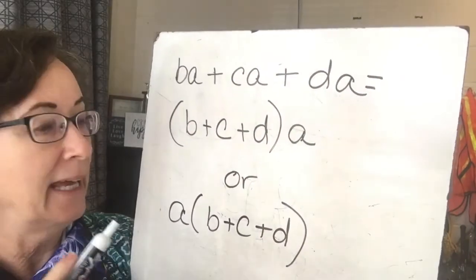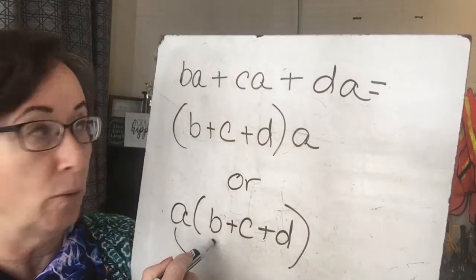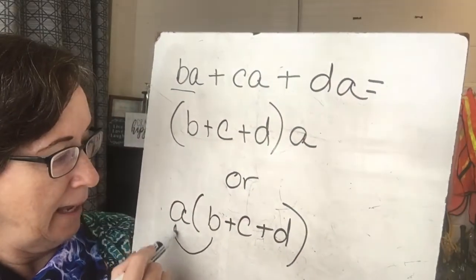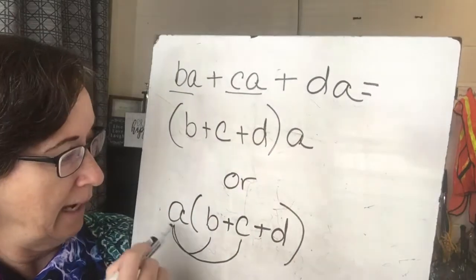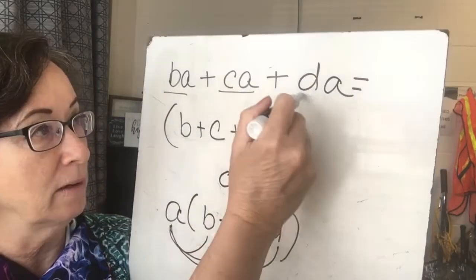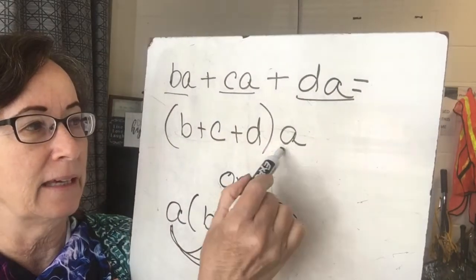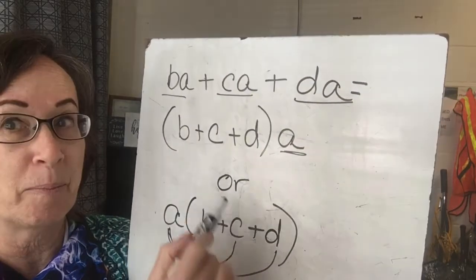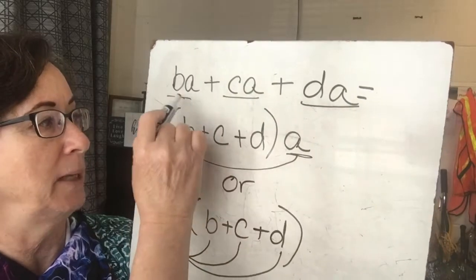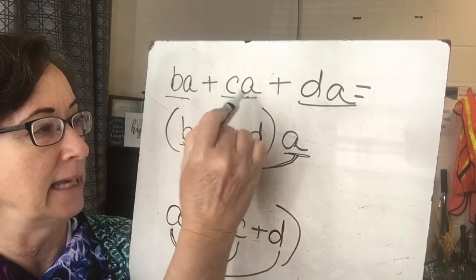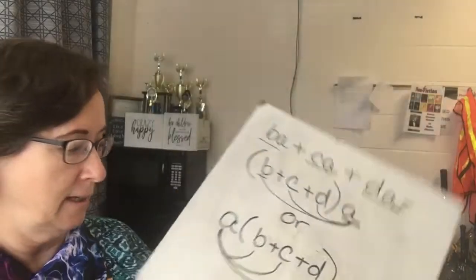Now let's check. If we're using the distributive property, A times B is AB or BA. A times C is AC or CA. And A times D is AD or DA. Likewise, it doesn't matter whether the multiplier here is on the back or the front. Okay, so I could say B times A is BA, C times A is CA, D times A is DA. They are equivalent expressions.